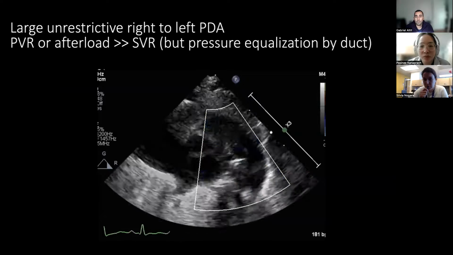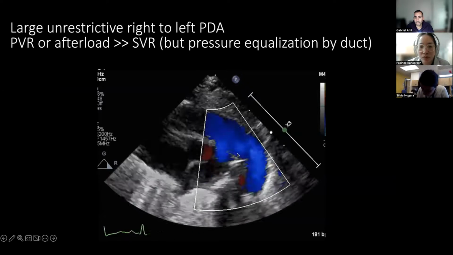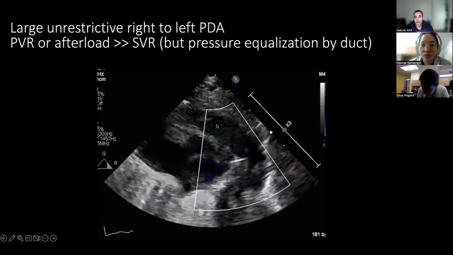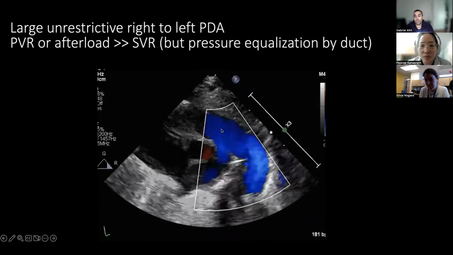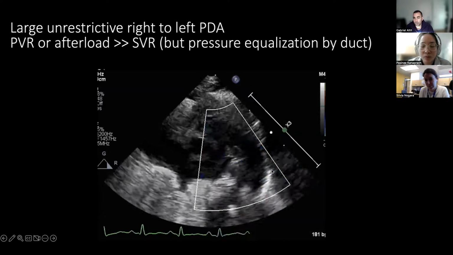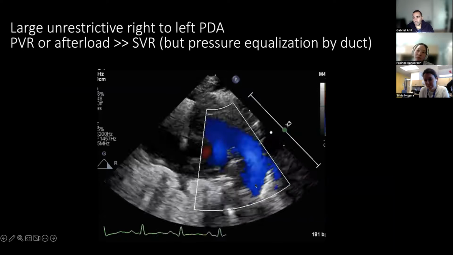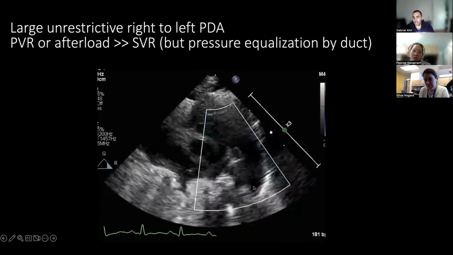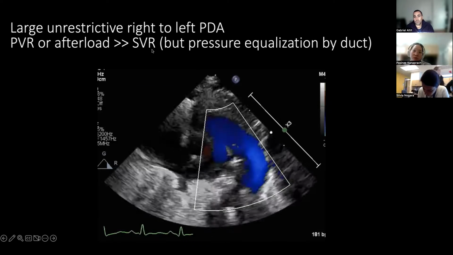This is another example. This time it's a large duct. I think you can appreciate how it's almost bigger than the left pulmonary artery and the right pulmonary artery. This is the whole ductus, and clearly it's blue throughout the cardiac cycle. And in this context, of course, the pressure on both ends will likely be very similar because you're equalizing pressure. But this tells me that likely the PVR are much higher than the SVR, right? Because it's following the gradient of resistance. So there's pressure equalization, but PVR or afterload is much higher than SVR.